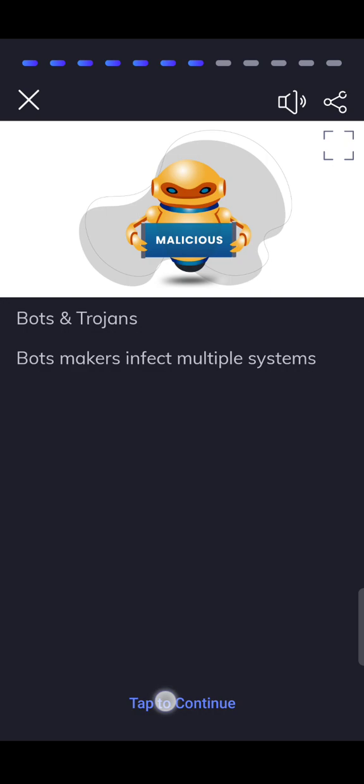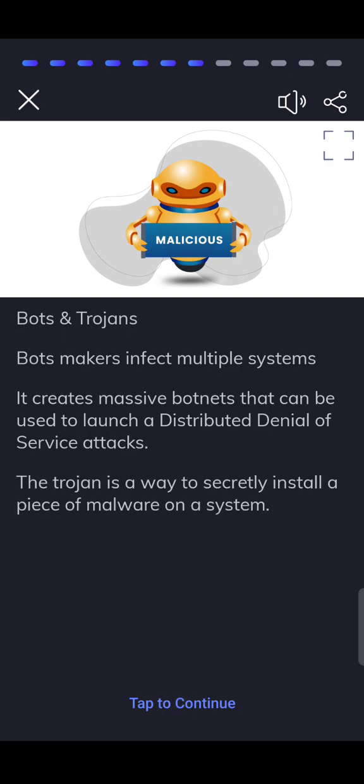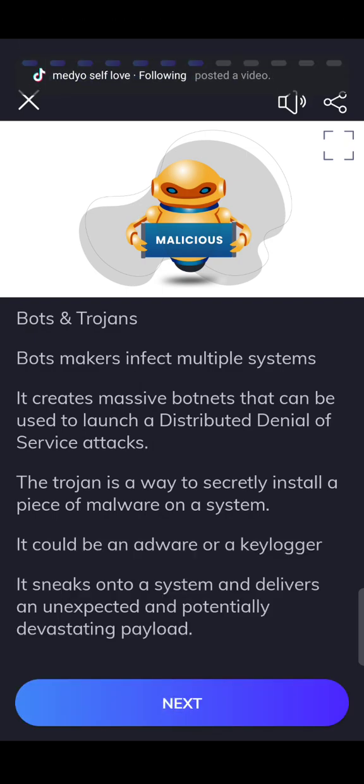Bot makers infect multiple systems. It creates massive botnets that can be used to launch distributed denial-of-service attacks. The Trojan is a way to secretly install a piece of malware on a system. It could be adware or a keylogger. It sneaks onto a system and delivers an unexpected and potentially devastating payload.